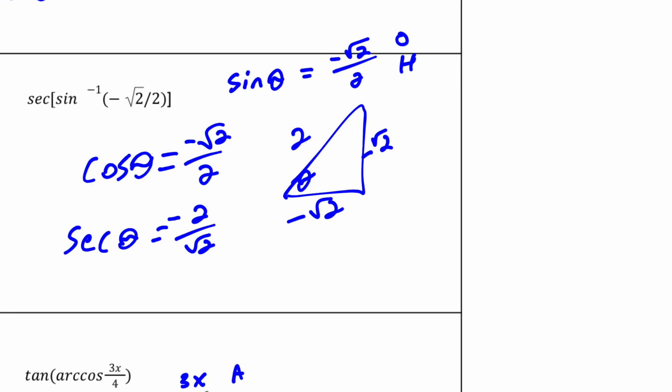If I wanted to rationalize it, I could. You'd end up with negative 2 root 2 over 2 or negative root 2. Seems worth it in this case to rationalize.